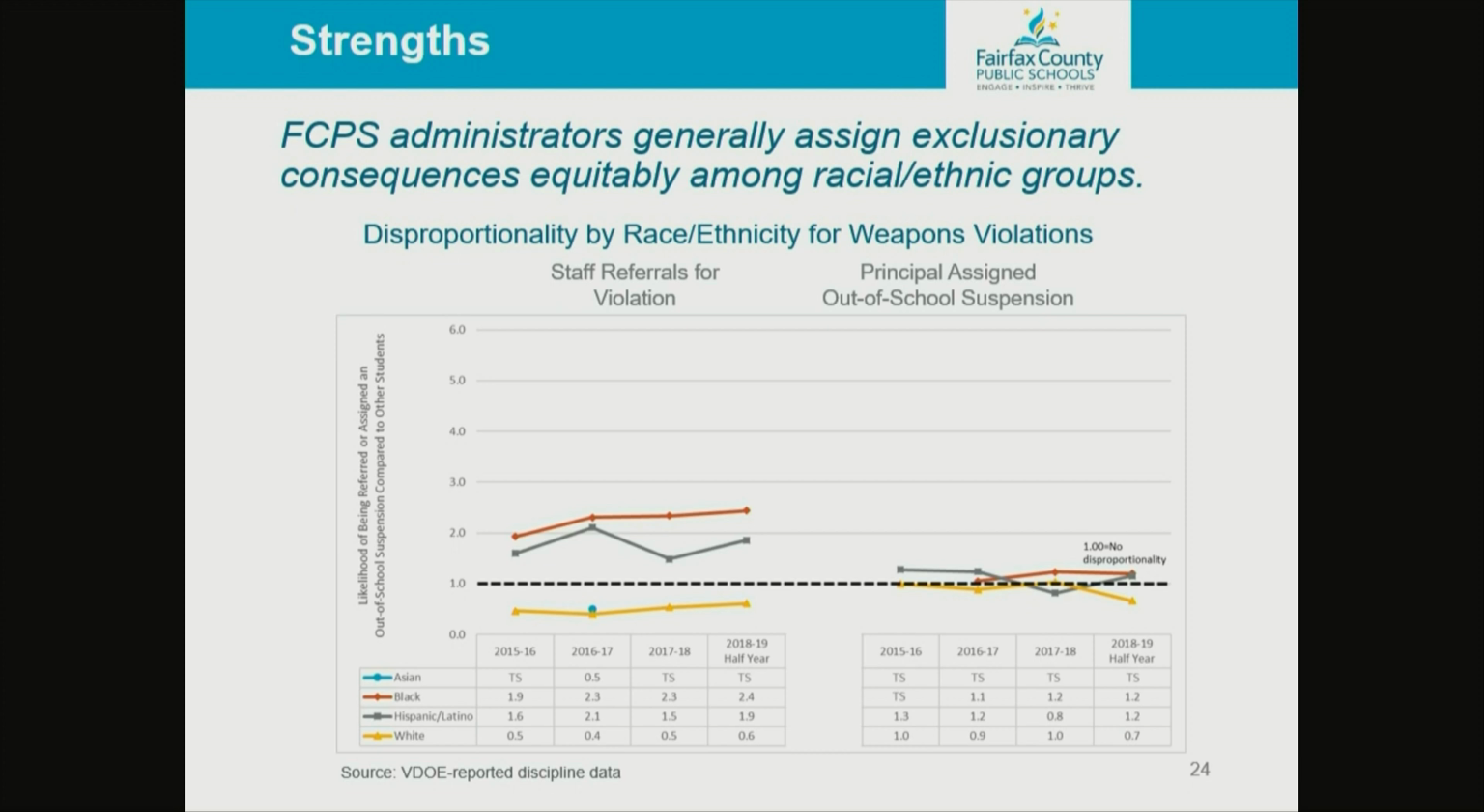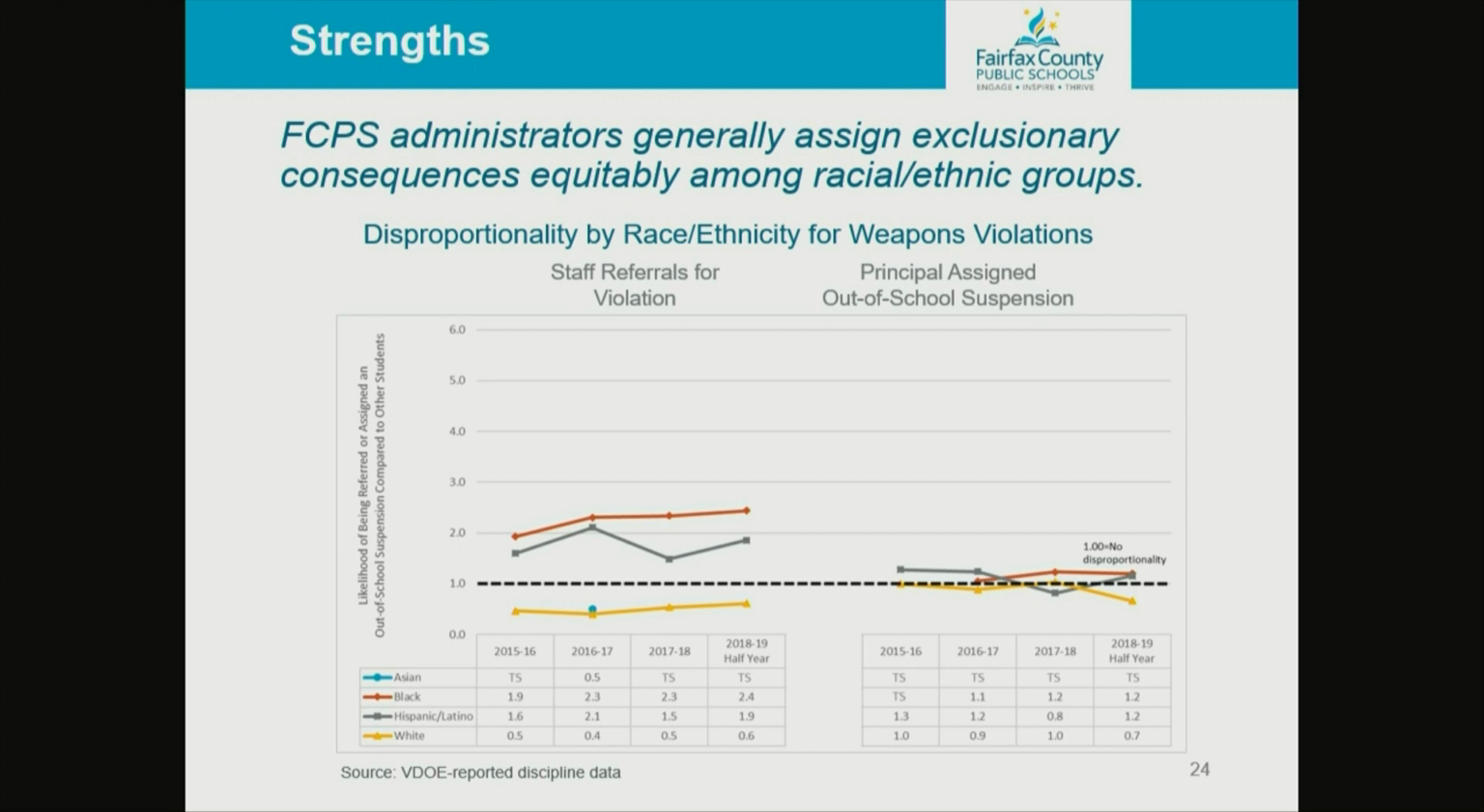Another strength for FCPS is around administrators and the decisions that they make about whether or not to suspend students. On the left, you see the same information that I showed you earlier for students who are referred for a violation around weapons. You see that same disproportionality of about 2 times as often for our Black students, and our Hispanic students are fluctuating between about 1.5 and 2 times as likely to be referred.